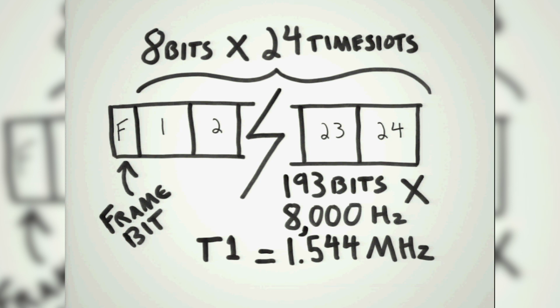We've talked about 8 bits per sample. Now we need to organize our times.